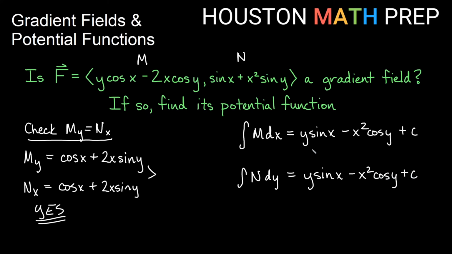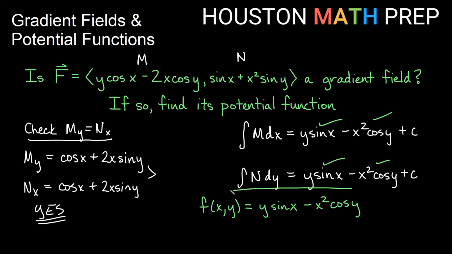Now you can see that all of my terms overlap here, right? So when I say f of x, y needs to include this term y sine x, well, once I've written it down from here, I've also written it down from here. And it needs to include negative x squared cosine y. Once I've written that from this one, I've also written it from this one as well. So they overlap exactly, right? So we don't have one term coming from just one of them. We actually get both terms coming from both of them. But those are the unique terms. That's our potential function there.